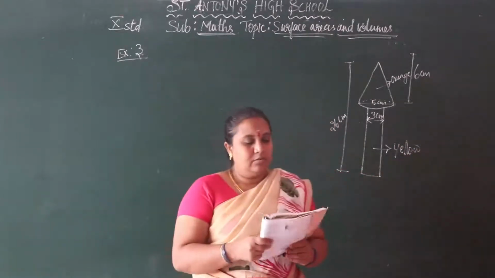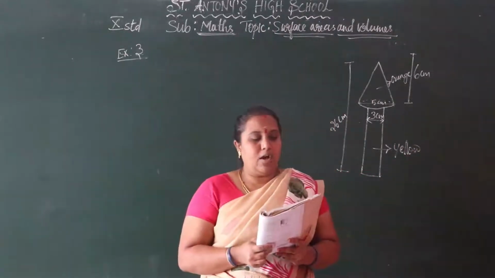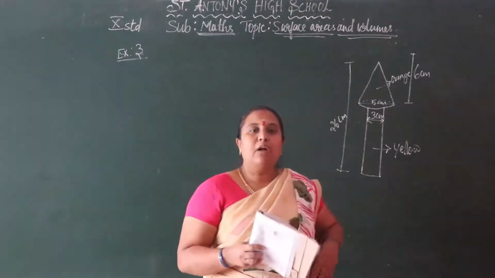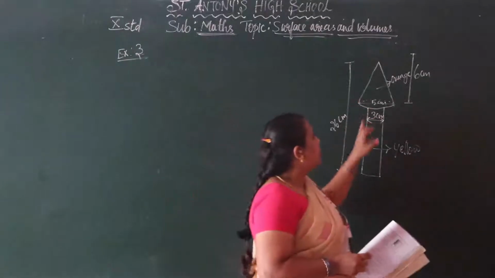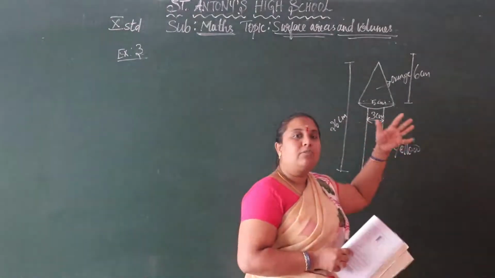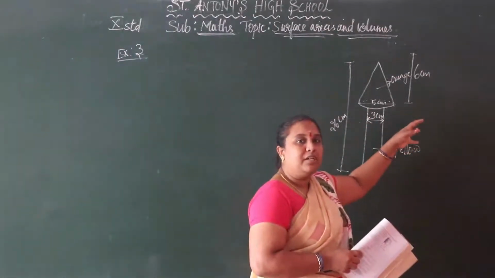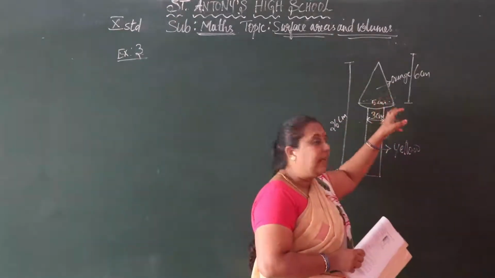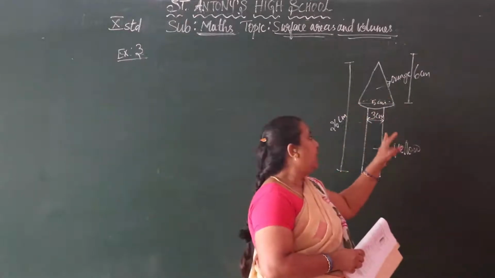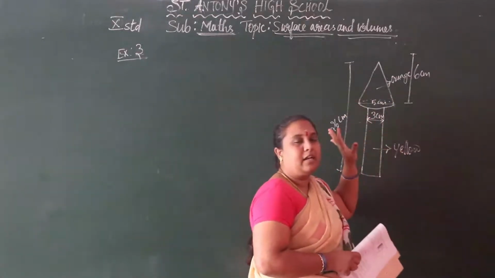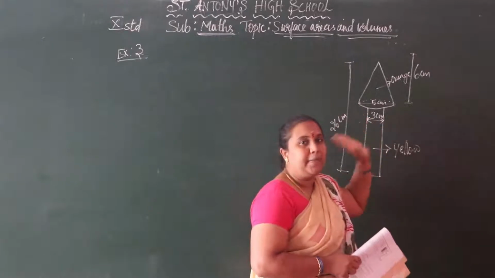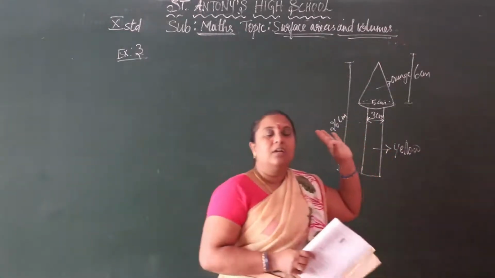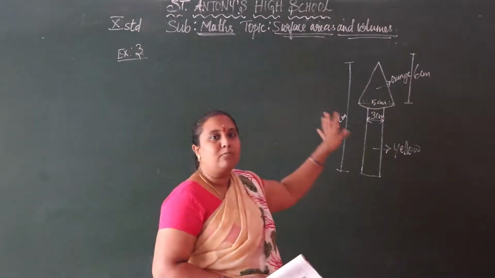Now find the area of the rocket painted with each of these colors. We have to find out the area of these two colors separately. We have to find the area of the portion painted with orange, that is the conical portion, and then the area of the cylindrical portion, separately. Is it right?